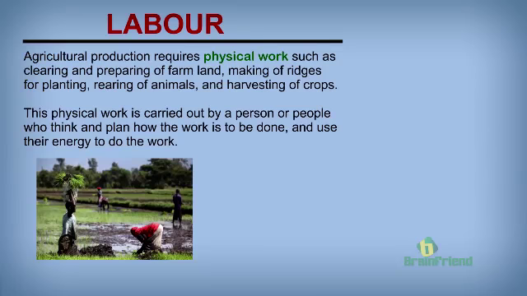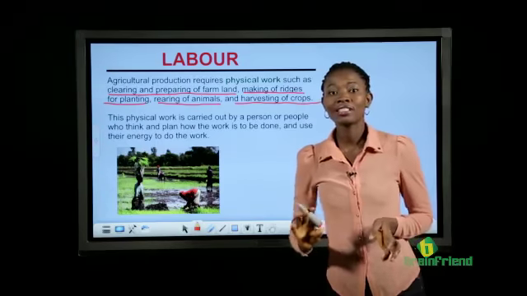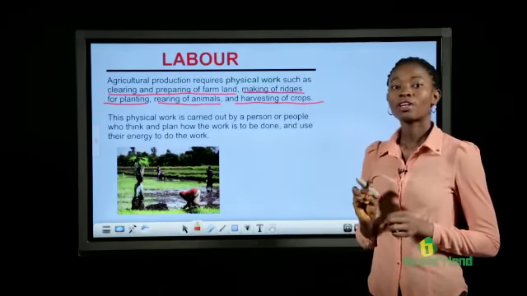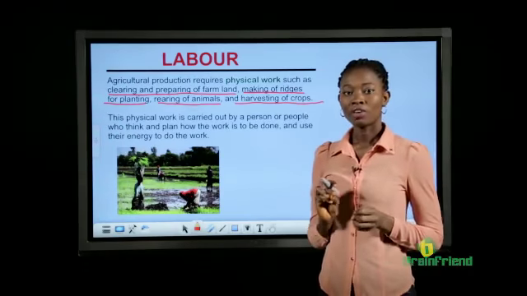Agricultural production requires physical work such as clearing and preparing of farmland, making of ridges for planting, rearing of animals. This includes taking care of the animals, keeping their houses clean, feeding them, and doing every other activity with regard to animals, and harvesting of crops. All of these are examples of physical work that is done in the farm.